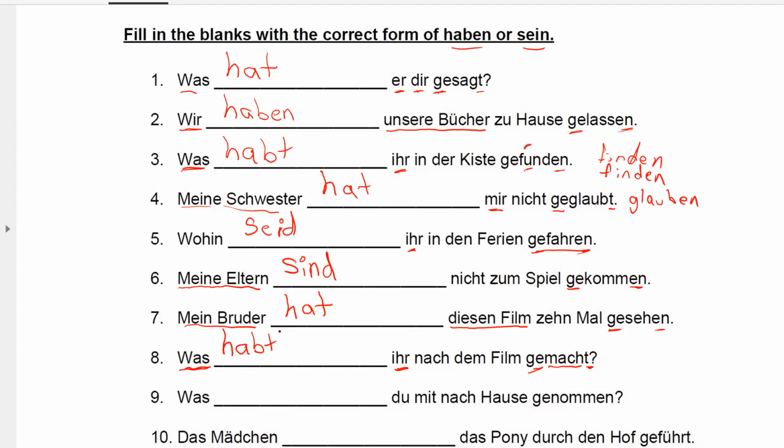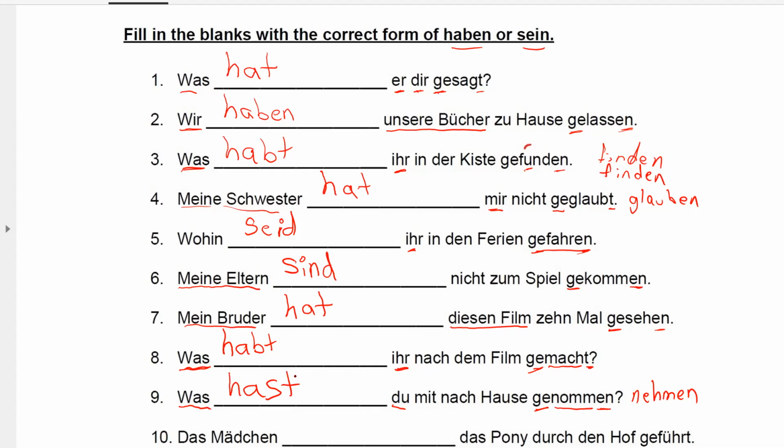In Nummer 9, we have the past participle genommen. Genommen is really weird because this N-O-M-M in the middle here does not represent the original verb very well of nehmen. And nehmen means to take. Obviously, you have to take something, and therefore there is a direct object in here, which is was in this sentence. Du is our subject, so we need the du form of our verb haben, and so we say hast. Was hast du mit nach Hause genommen? What did you take with you home?